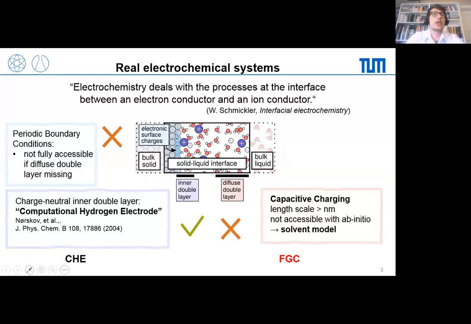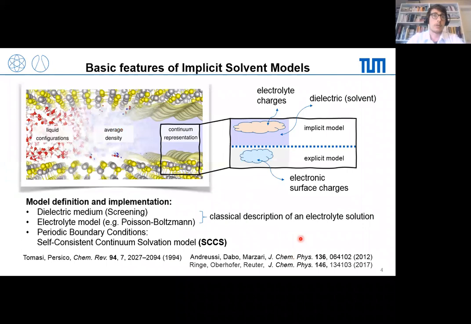The CHE approach, where we only look at charge neutral inner double layer structures, and a fully grand canonical approach, where you also include some double layer degrees of freedom, and thus can address this electronic surface charge degree of freedom. And as I've already said, explicitly treating this diffuse double layer is always at least difficult. So the way I do this is using an implicit solvation model that also allows us to address the electrolyte and electrolyte excess charges.